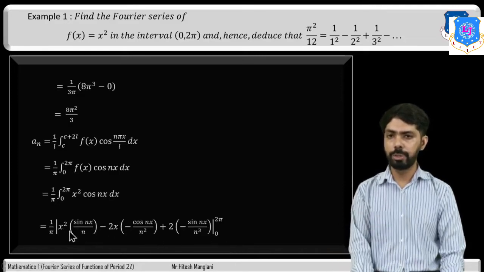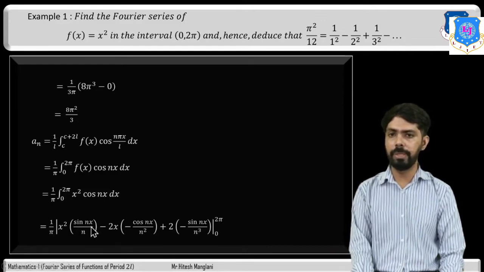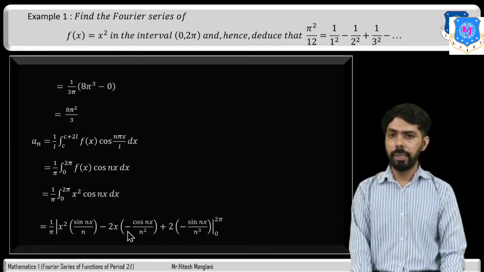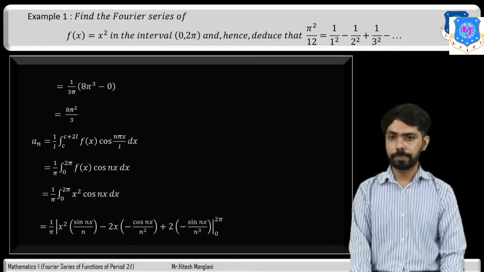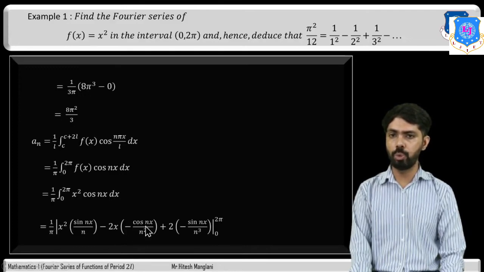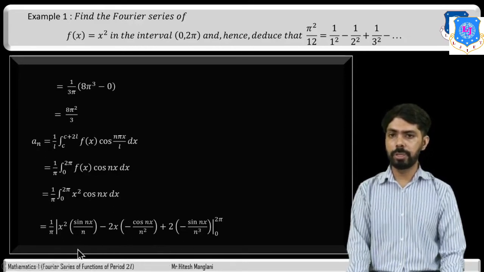If we replace x by 2 pi, here it will be sin 2n pi, and the value of sin 2n pi is 0. And here it will be cos 2n pi, and the value of cos 2n pi is 1. And here again sin 2n pi, and the value of sin 2n pi is 0. So for the upper limit, here it will be 2 into 2 pi, so it will be 4 pi, and minus minus plus, so 4 pi into cos 2n pi, and the value of cos 2n pi is 1, so it will be 4 pi into 1 divided by n square, so it will be 4 pi divided by n square. So this is the answer for the upper limit.